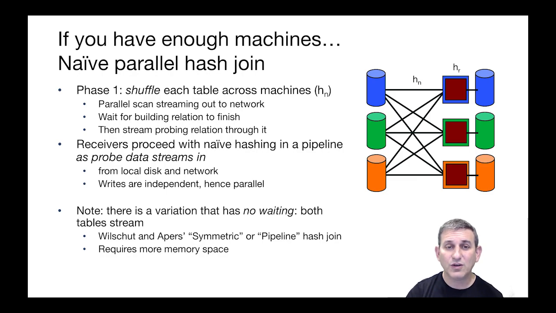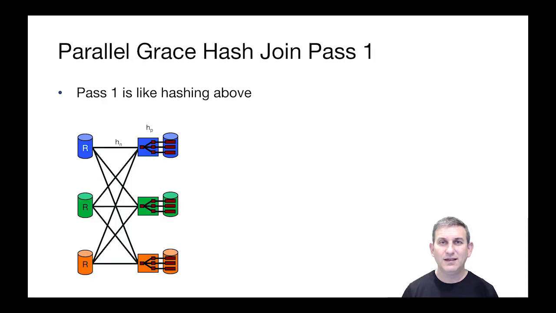Now in a few slides we're going to learn a variation that has no waiting between the building and probing phases. Both tables are going to stream simultaneously. It's called the symmetric or pipeline hash join, and it requires more memory space. And hold that thought, we'll learn about it in a few slides. Now let's talk about parallelizing Grace hash join for the cases where we don't have enough memory to use naive hash join on the local nodes.